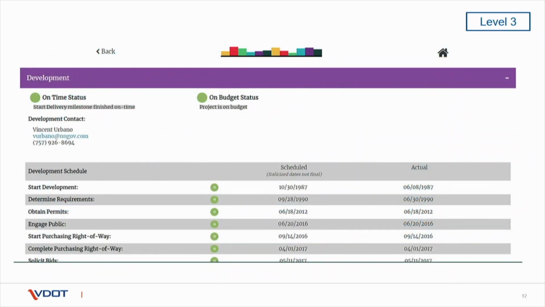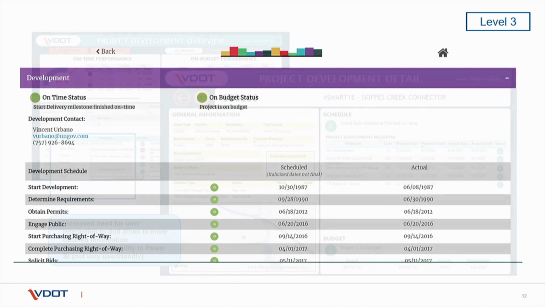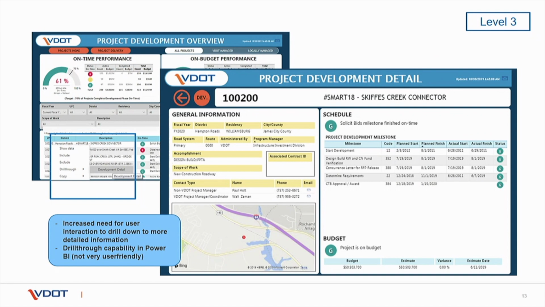So this is one from a detailed view of the Smart Scale dashboard. Again, you got the information there. You just don't have as much of it. And then compared to the development detail here, where we've got the map and the information and everything all on one screen, where you don't have to click through so many things to get to it.